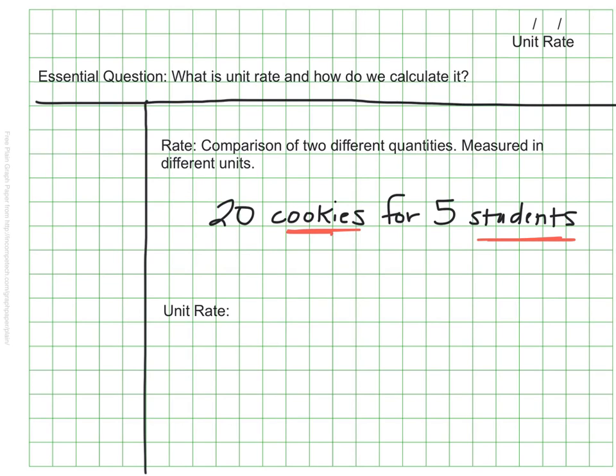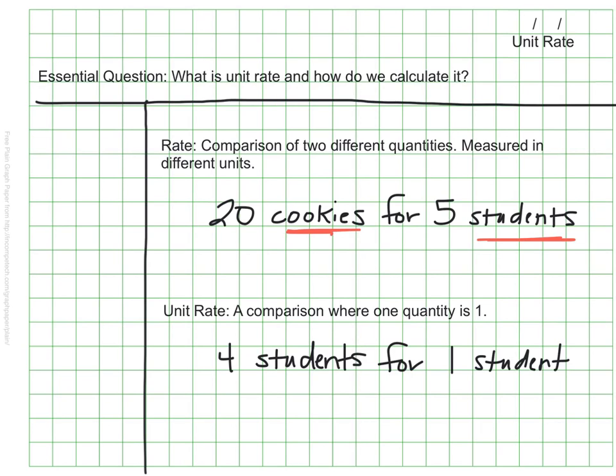A unit rate is a particular type of rate. In a unit rate, we're still comparing two quantities, but in this one, it's a comparison where one of the quantities is the value 1. It has a quantity of 1.